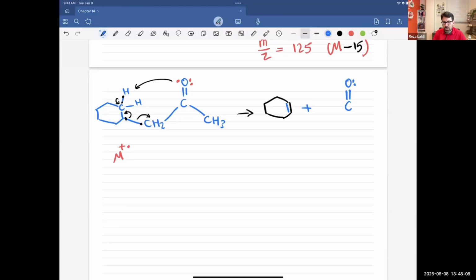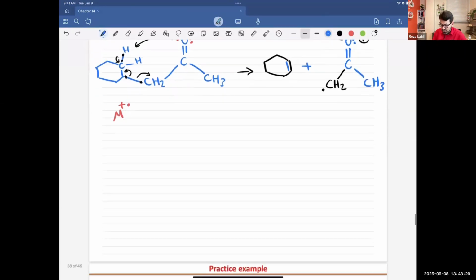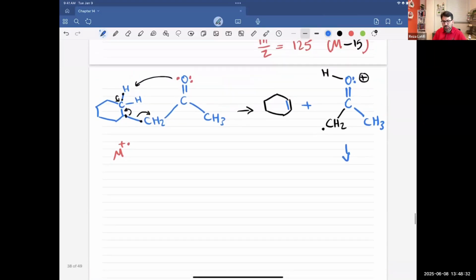Oxygen has 1 lone pair, and now that it has accepted hydrogen, it's going to have a positive charge. Okay, what else? We have CH2 that has 1 electron attached to it, and also we will have CH3. Now this species can go through rearrangement.